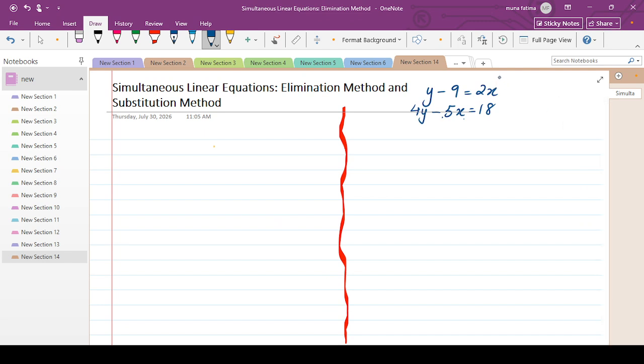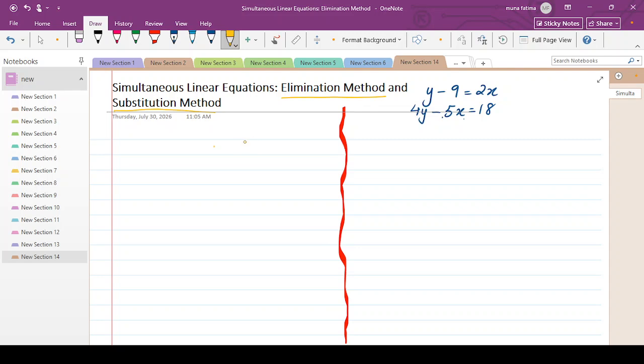Simultaneous linear equations are a pair of equations in which two variables are given, y and x in this case, and we can solve them by these two methods, either the elimination method or the substitution method. Now we're going to solve the same equation by both the methods and see what exactly we are supposed to be doing.